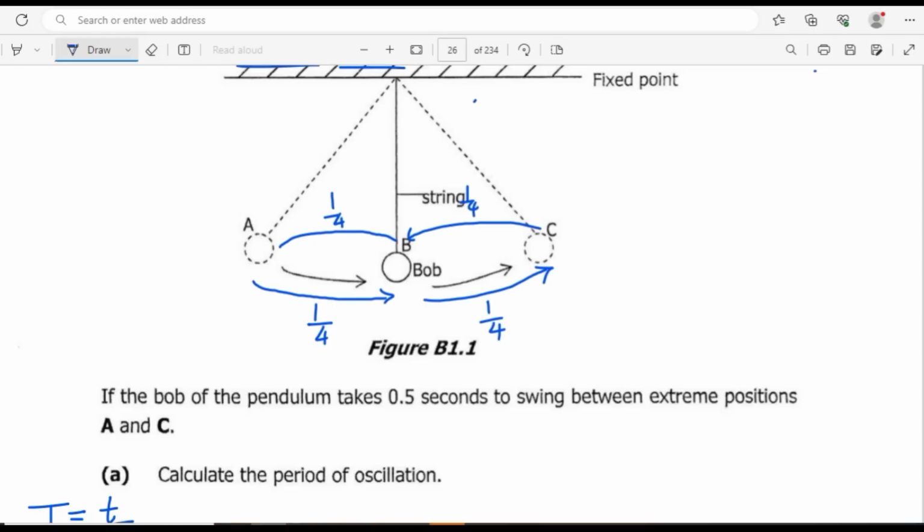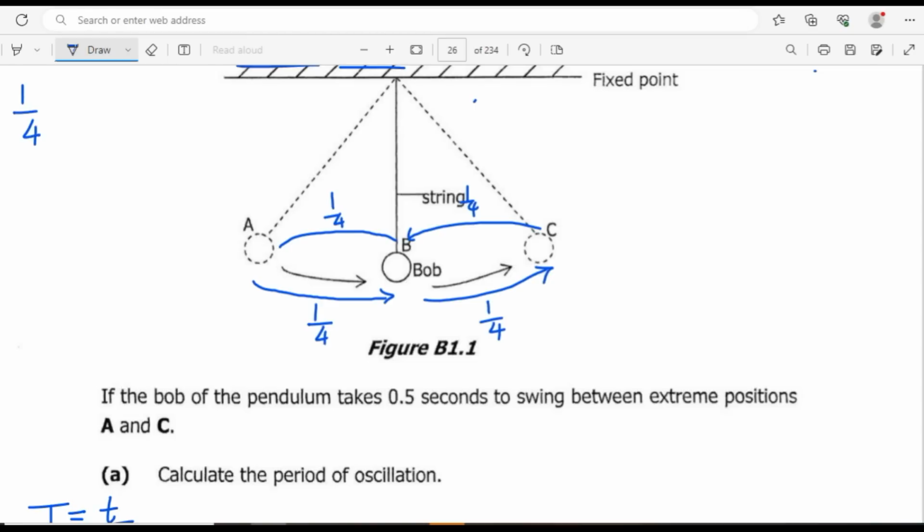So we know that if a bob moves from point A to C and back to A, that is what we count as one oscillation. But let's see if we can prove it by these numbers. So from A to C and back, we can see that we have 4 quarters. Let's see if we add 4 quarters.